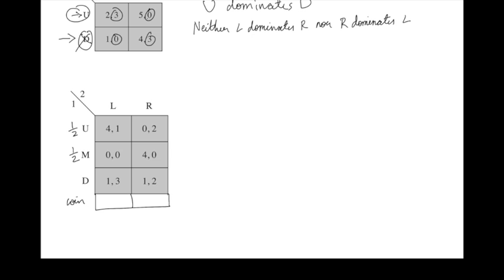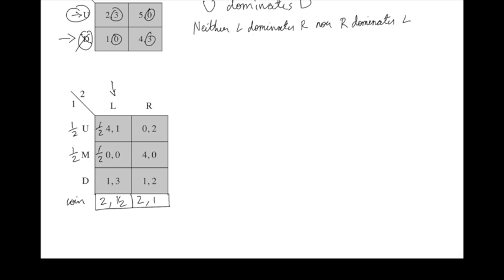Well, if they flip a coin and player 2 plays left, with probability 1/2, they're going to get 4. With probability 1/2, they're going to get 0. So their expected payoff from flipping the coin is 1/2 times 4 plus 1/2 times 0, which is 2. Player 2 will get 1/2 times 1 plus 1/2 times 0, so it's 1/2. If they flip the coin and player 2 plays R, player 1 is going to get 1/2 times 0 plus 1/2 times 4. Again, it's 2, and player 2 is going to get 1.